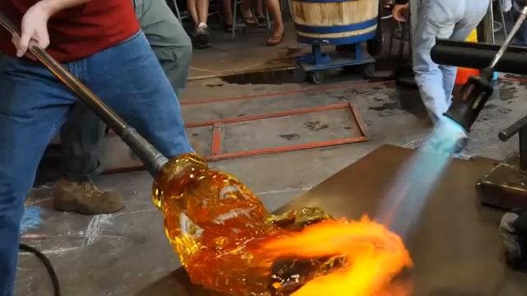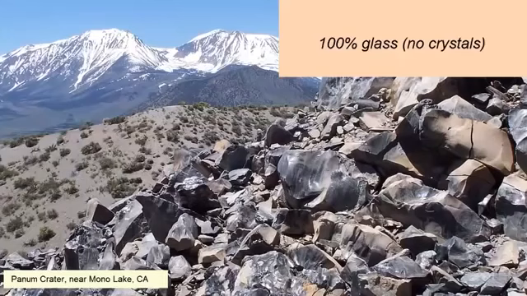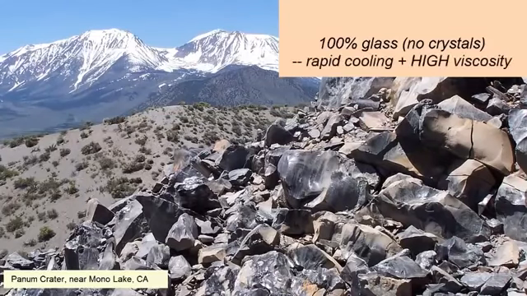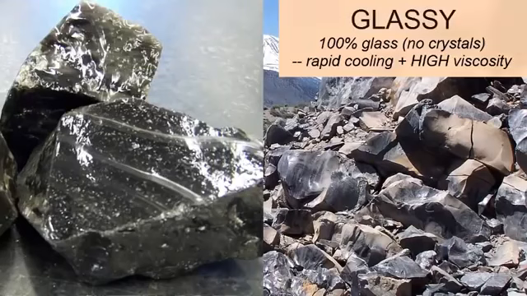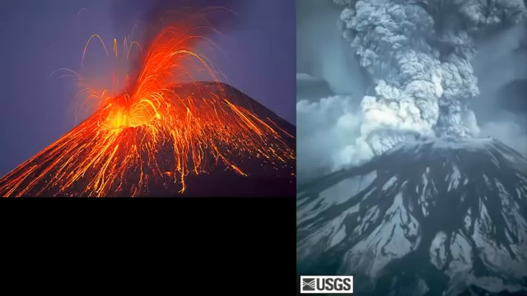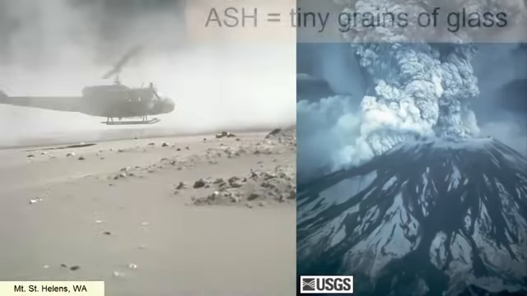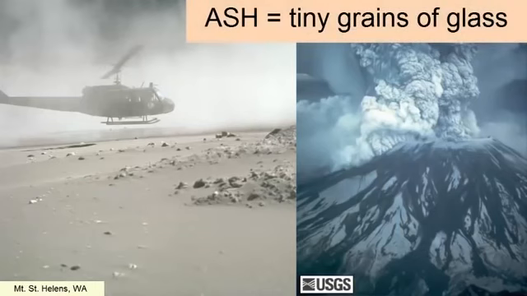For a lava flow to form 100% glass, it must do more than just cool quickly. It must also have a very high viscosity, or resistance to flow. A very high silica content can cause high viscosity, and that can lead to a texture called glassy, where 100% of the rock is made of glass. When magmas erupt explosively with lots of gas, lava is thrown through the air, adhering to the gas bubbles. It cools instantly, forming tiny grains of glass, called ash.